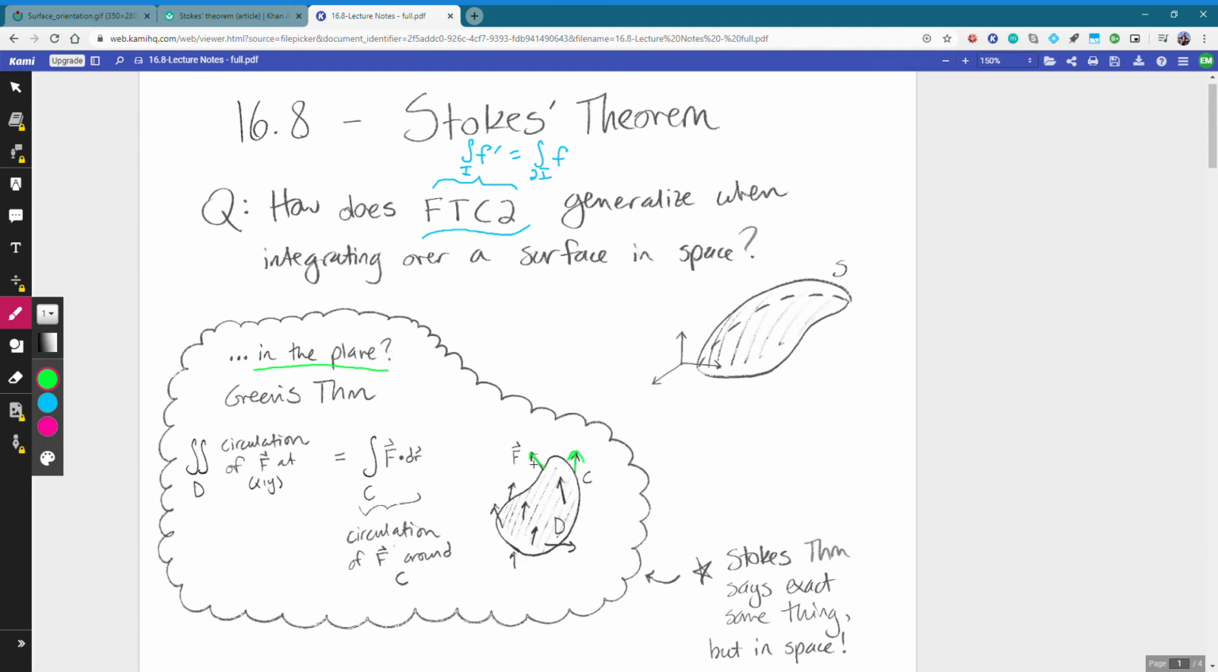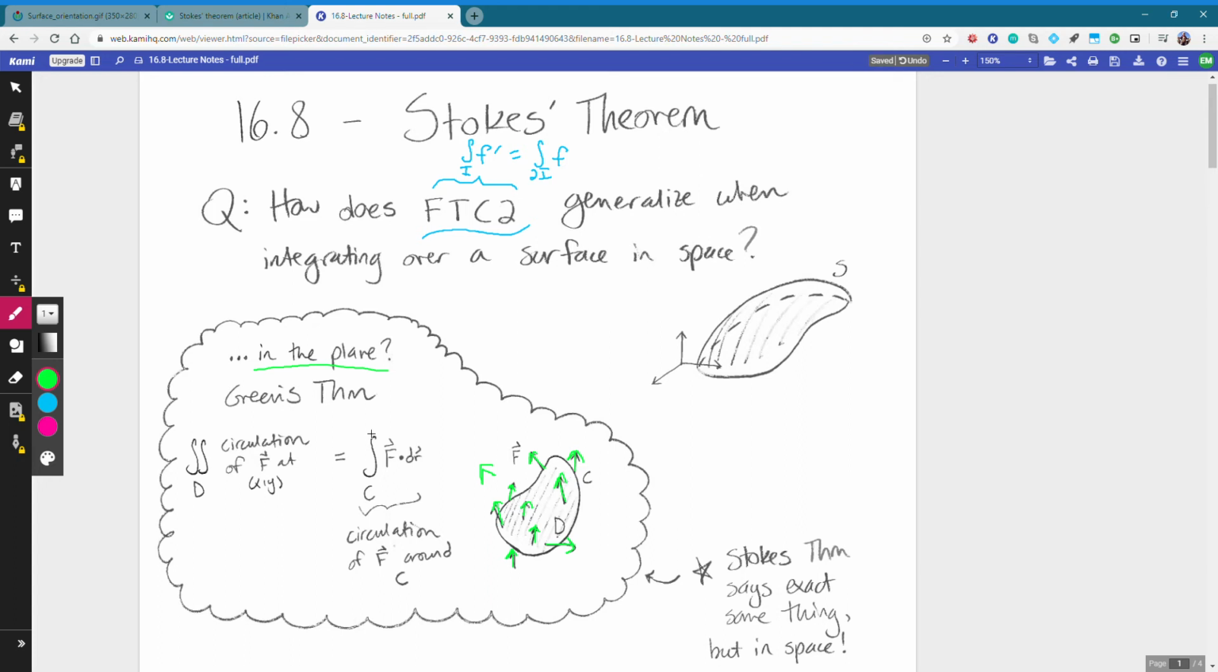So we were imagining we had some fluid moving about the plane. Maybe this is like some cross section of a river or something like that. I don't know. We got some fluid moving around. So we got a vector field.